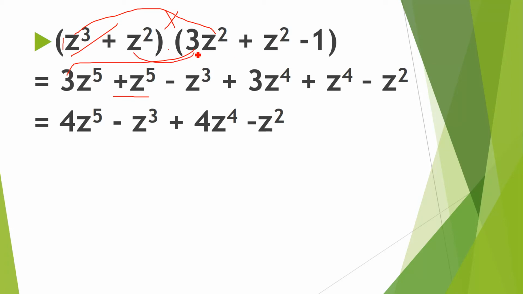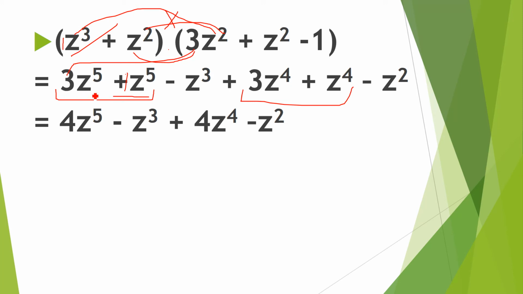Now you have to multiply this 3 and 2 plus 2, 4 z4, then plus z4 minus z square. What is the next step? With the same power again we will make it together, 3z5 plus z5. This is minus z cube. We do not have any cube here. This is z4. We have 2z4. So 3 plus 1, which is equal to 4z5.